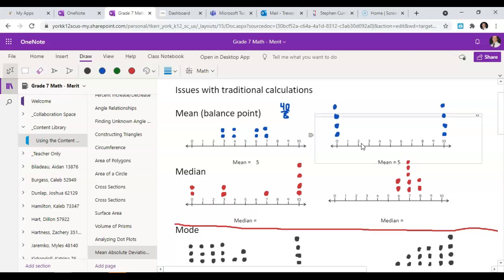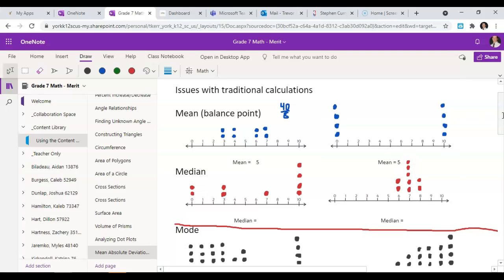A mean of 5 is happening on both places here, but nobody even got 5. Both 5s are blank. So we're missing some information, and so that's why we have other measures. We have the median and we have the mode that measure slightly different things.